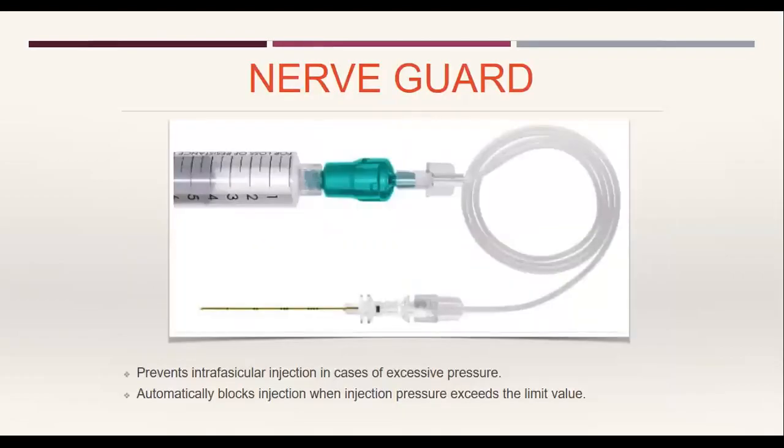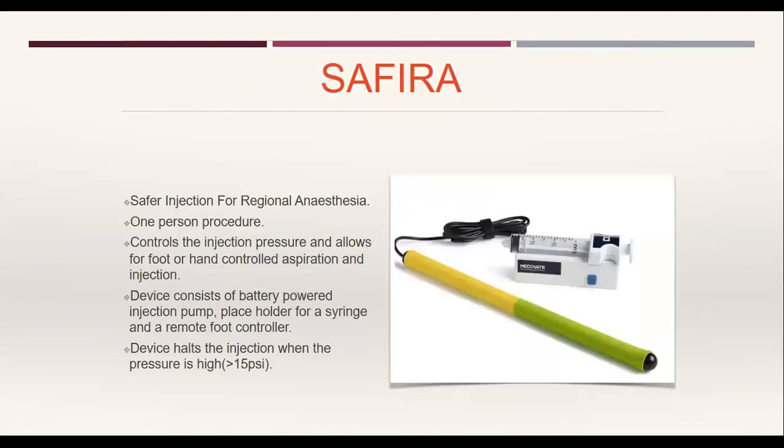Nerve Guard prevents intrafascicular injection in case of excessive pressure. It automatically blocks injection when injection pressure exceeds the limit value. If the injection pressure exceeds 20 psi, you will not be able to inject the local anesthetic. There is a one-way valve here, so it automatically blocks injection. Only if the pressure is less than the desired value can you inject the local anesthetic. It's called Nerve Guard. And Sapphire is a safer injection system for regional anesthesia.